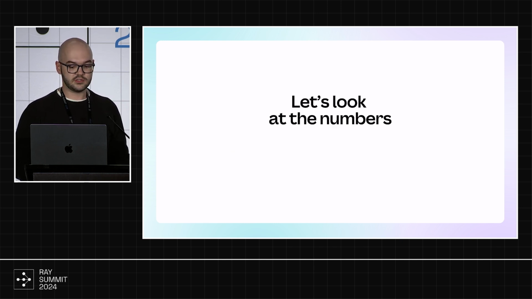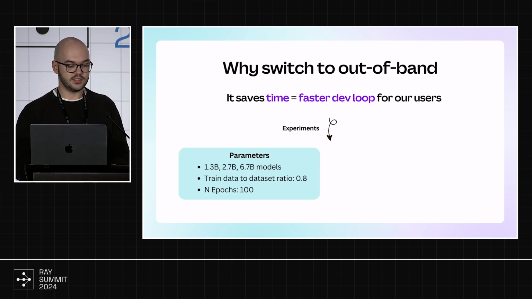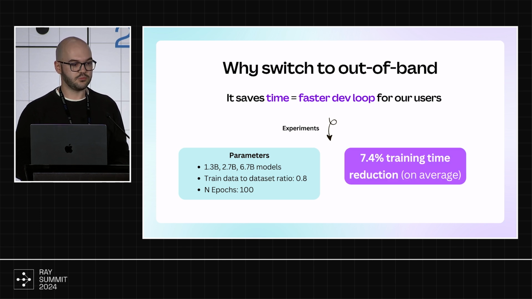And we can also look at some numbers. So we ran some experiments on different model sizes. We looked at a train data to dataset ratio of 80%, and we ran the example training for 100 epochs. And overall, we saw an average of 7.4% training time reduction. And with smaller train data to dataset ratios, this can go up to 18%.